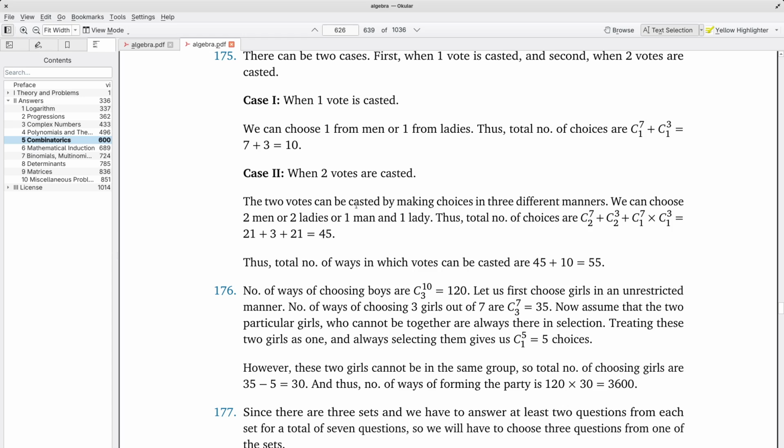When 2 votes are cast, it can be chosen in different manners. You can choose 2 from men, or 2 from ladies.